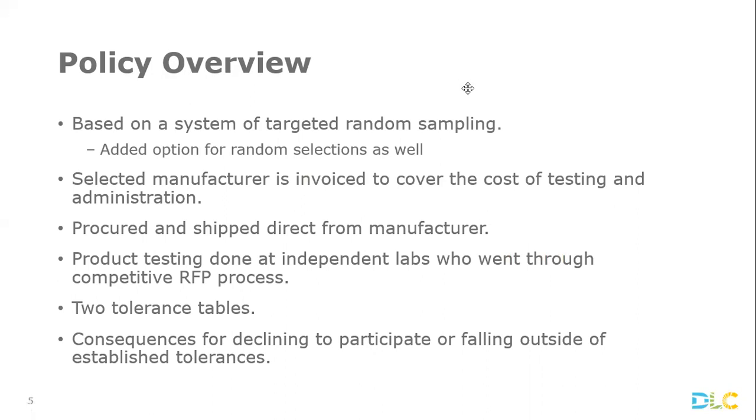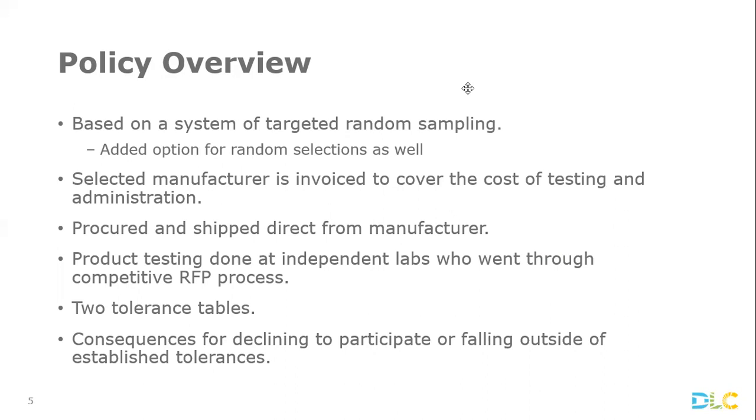Okay, so this is a policy overview. The policy says that we are based on a system of targeted random sampling, and we have an added option for random selections as well. So sometimes there's a certain target bucket that the product falls into, and that's why it's selected. Other times it's selected totally at random. If you do want to find out why your product was selected, you can do that, but that is not able to be done until the product has been tested and the report has been delivered. So it isn't until that time that we can give out the information as to why the product was selected.